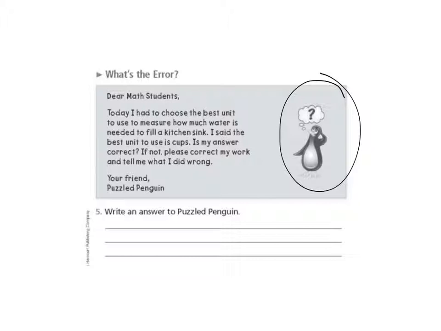So when you're working on this, I want you to write at least a complete sentence saying what you'd use and why. Because I don't think cup is the best measurement. Don't worry about problem number 6 in your math journal. We do our math prompt later.